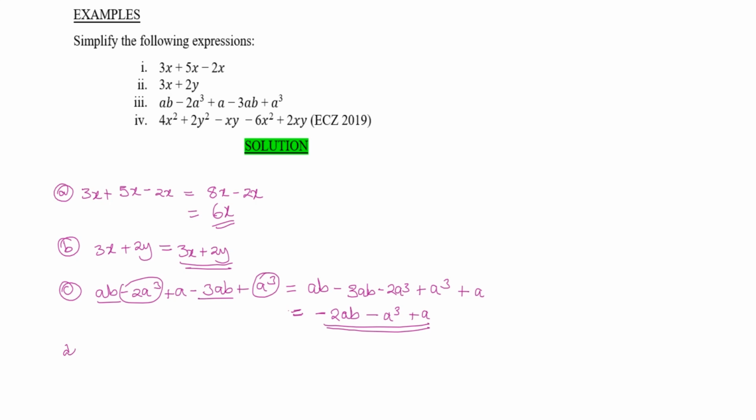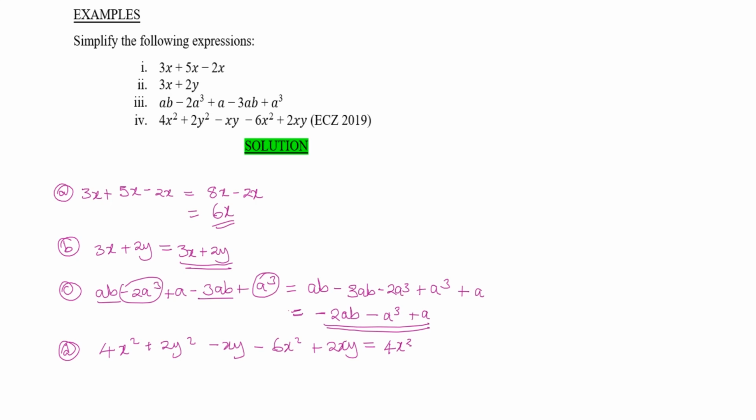The last question, D, we are saying if we have 4x squared minus 2y squared, I mean a plus here, minus 2xy minus 6x squared plus 2xy. So we can arrange these by looking at which ones are like terms.